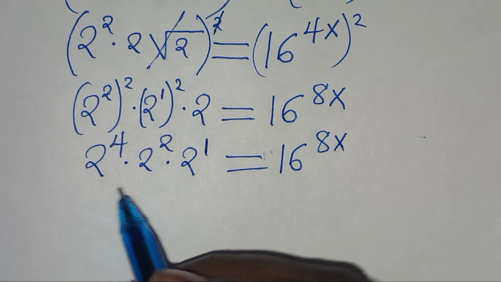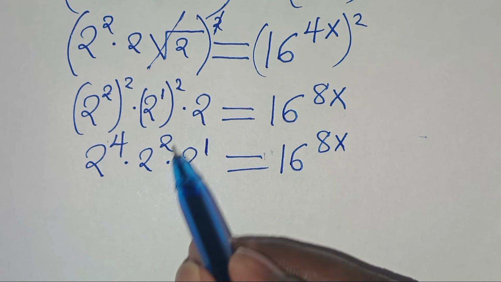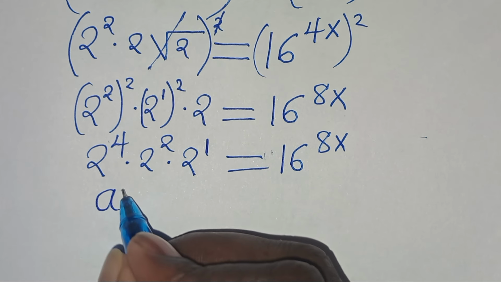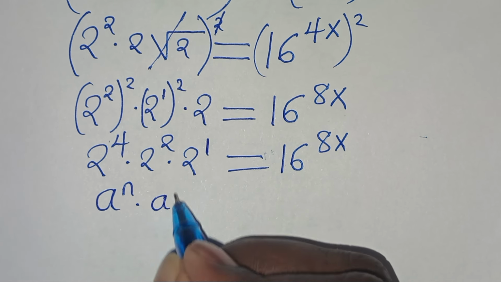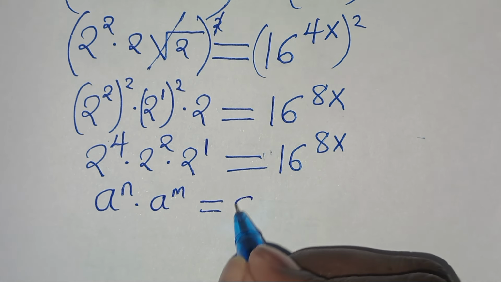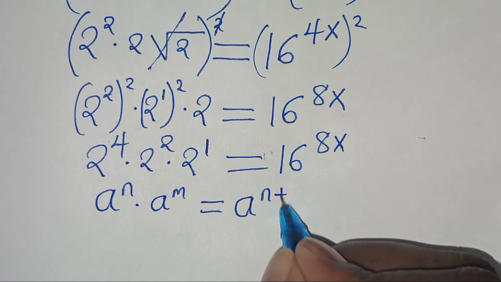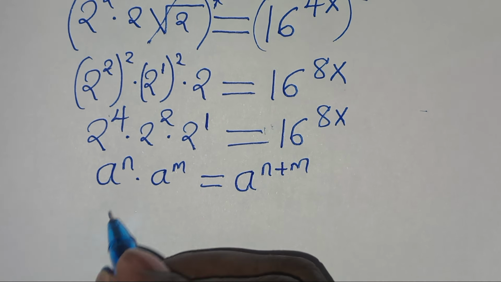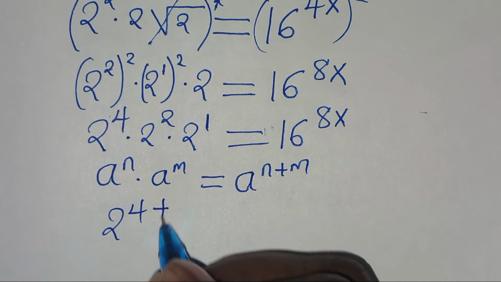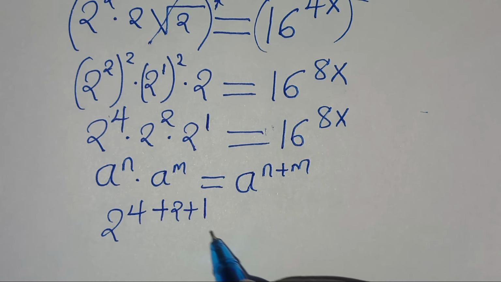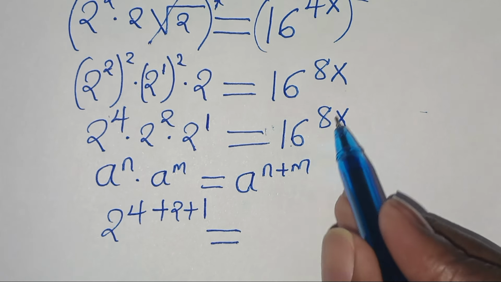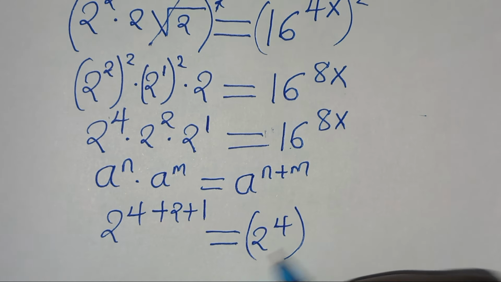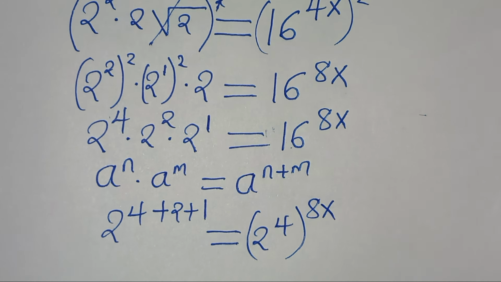Now here we have 2 to the power of 4 times 2 to the power of 2 times 2 to the power of 1. This is actually in the form of a to the power of n times a to the power of m, which can be expressed as a to the power of n plus m. Applying this exponent property, we have 2 to the power of 4 plus 2 plus 1. This is equal to 16 to the power of 8x. We can express 16 as 2 to the power of 4 raised to the power of 8x.